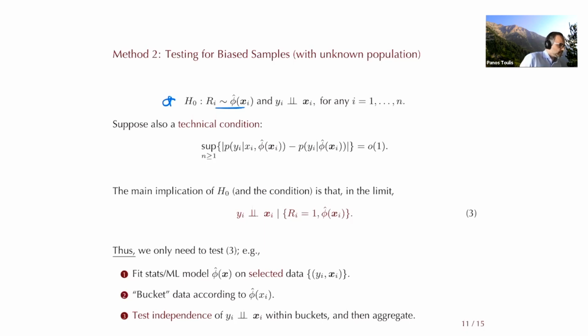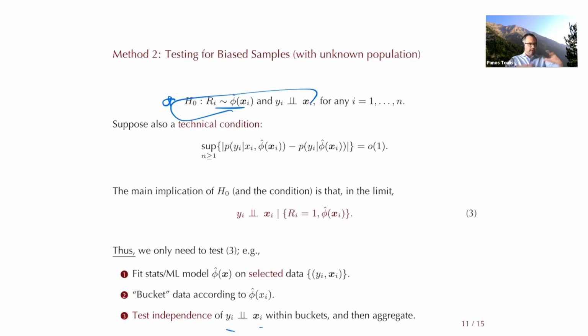Okay, I need to wrap up. Under the null hypothesis, the main implication is that the data, conditional on selection and conditional on the fitted values from your ML model, are such that Y and X are independent. So what can you do? Very simple. You fit a stats model. You take this phi hat, these predictions. You bucket your data according to those predictions, and then within every bucket, you test for independence between Y and X. That's it.